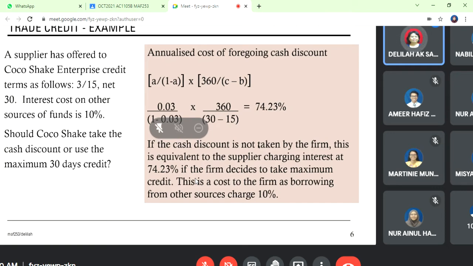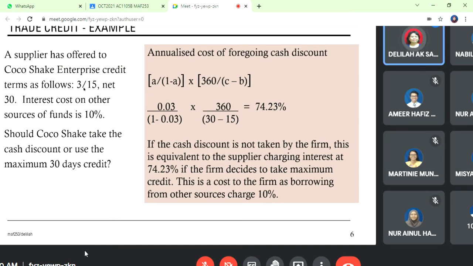Okay. So remember, we are looking at this in this chapter. We are looking at this from our company point of view. So our company is now Coco Shake. So if you are the financial manager of Coco Shake, you will be doing this calculation to see whether Coco Shake should take the cash discount or not.